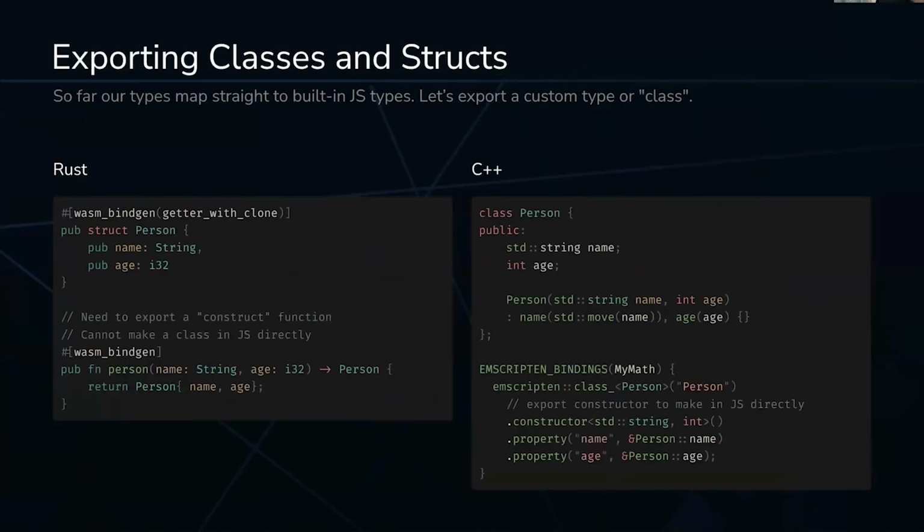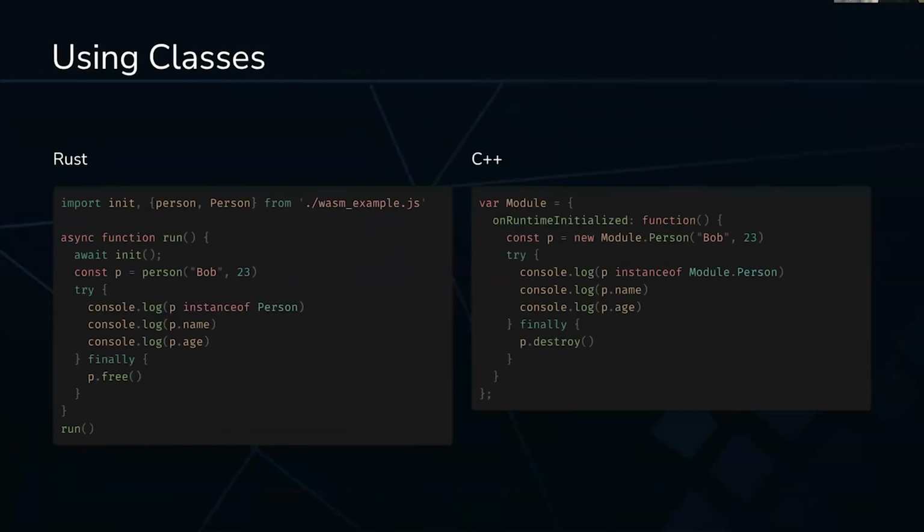So yeah, you can export classes and structs. You can export properties and methods and getters, setters, all that stuff that you would expect can be exported. And then you can use those in your browser, and you can create new instances of your class. You can do instanceof checks. You can access properties as if it was a JavaScript class. The only difference is we have these destroys and frees, which begs the question, why do we have destroys and frees? I thought we were in a garbage collected language.